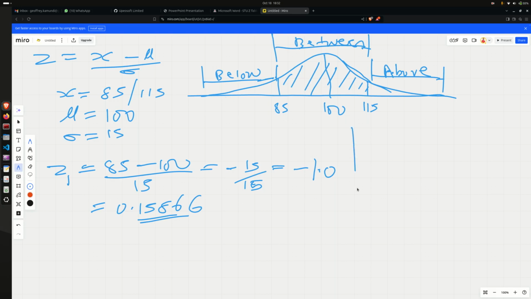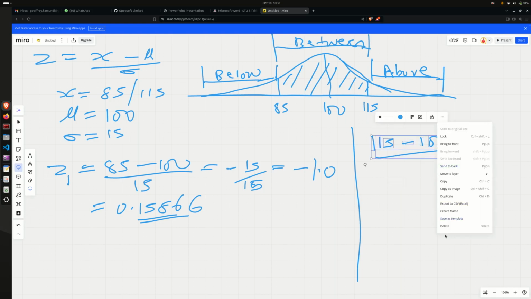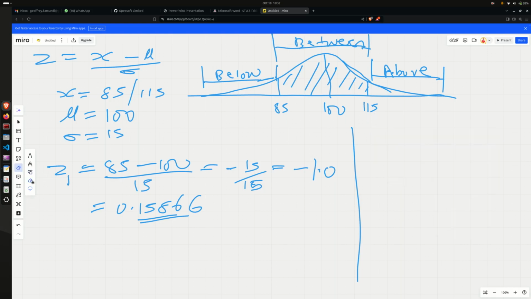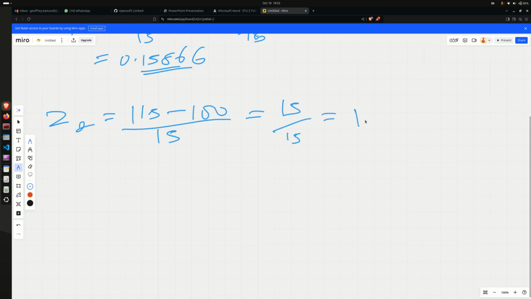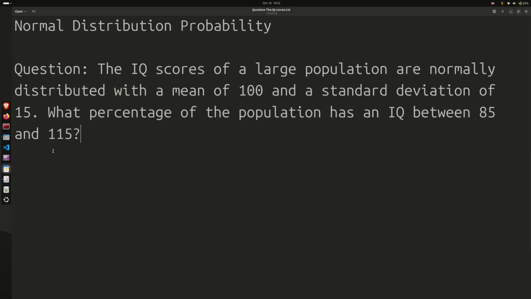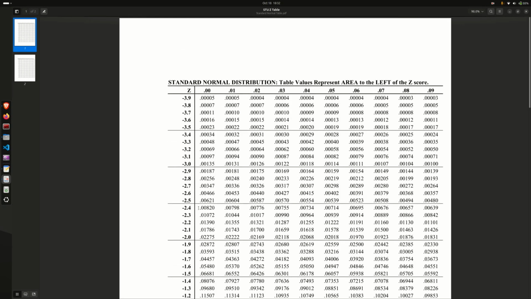What about now the 115? Let me make it cleaner, let me delete this and do it down here. So I say z2 equals 115 minus 100, divided by 15, which is 15 divided by 15, which is 1.0. This is positive 1. Then when you get this, you need to go back to the table and look for positive 1.0.